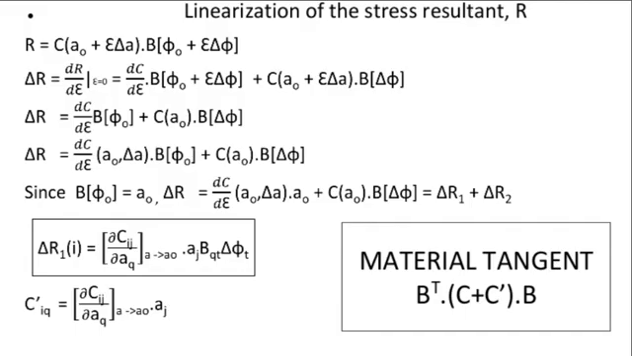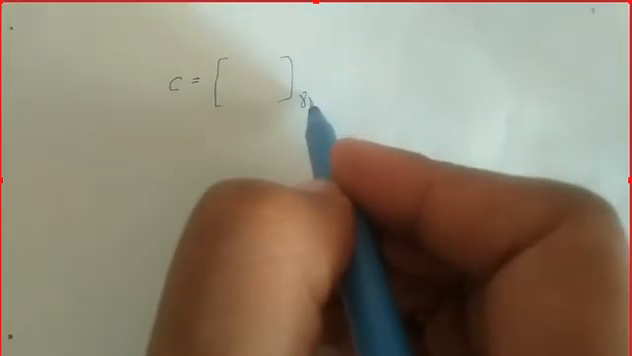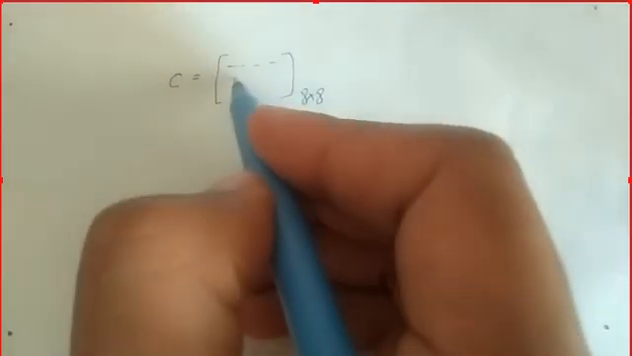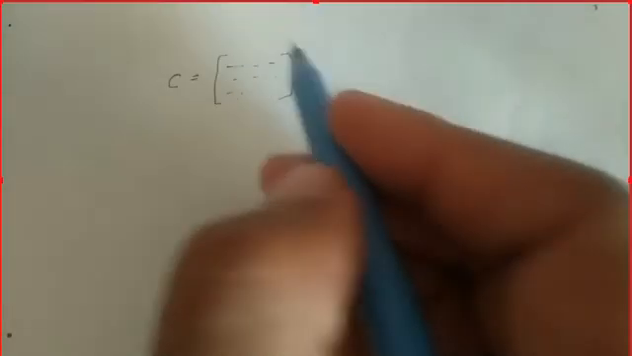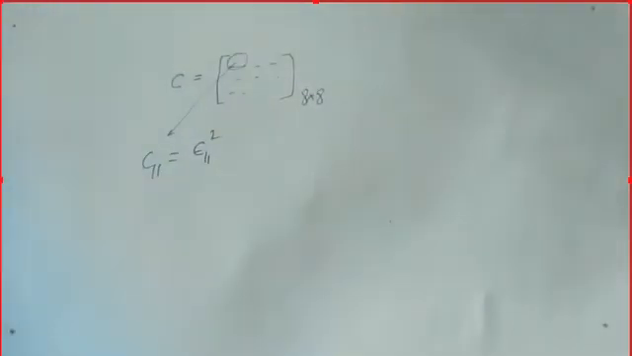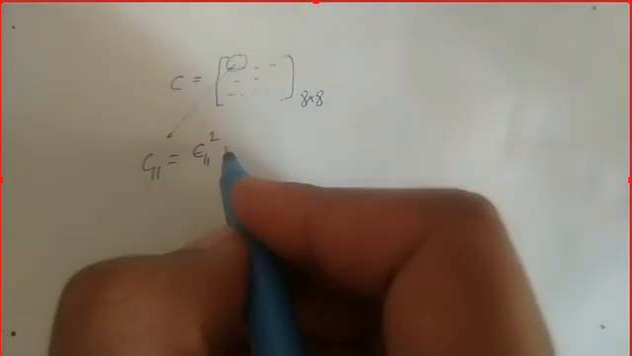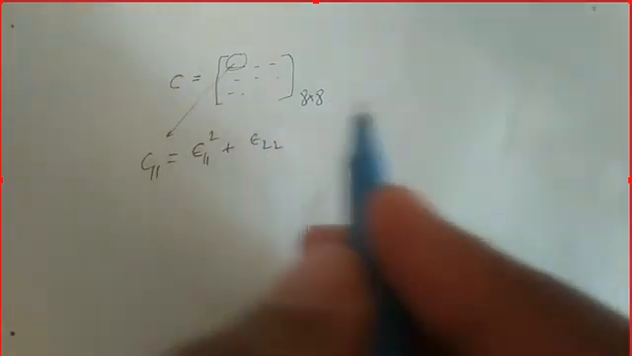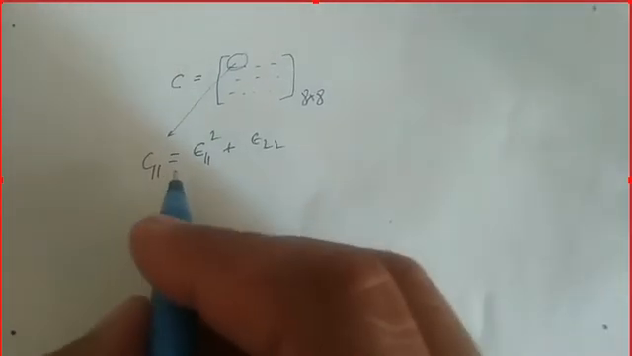So now let us switch to the screen. Now let's say we have C. It will be an 8 by 8 matrix, and all of these terms are a function of strains. Let's say this C11 term is equal to epsilon 11 square. Or maybe some other terms are also there, epsilon 22 or something. It could be any expression.